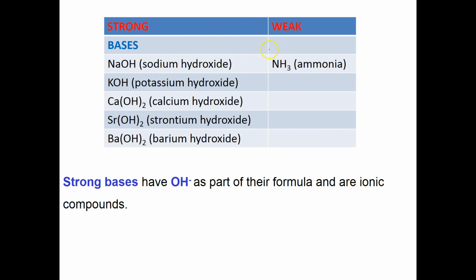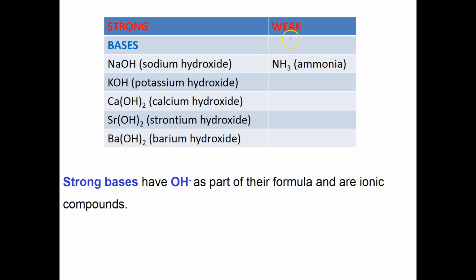Now, classifying bases as being weak or strong is a little bit easier. All of the strong bases are metal hydroxides, and they're normally either group 1A metal hydroxides or group 2A metal hydroxides. You've got to be aware that the group 2A metal hydroxides actually contain 2 hydroxide ions per formula unit. So all strong bases have OH minus as part of their formula, and they're all ionic compounds.